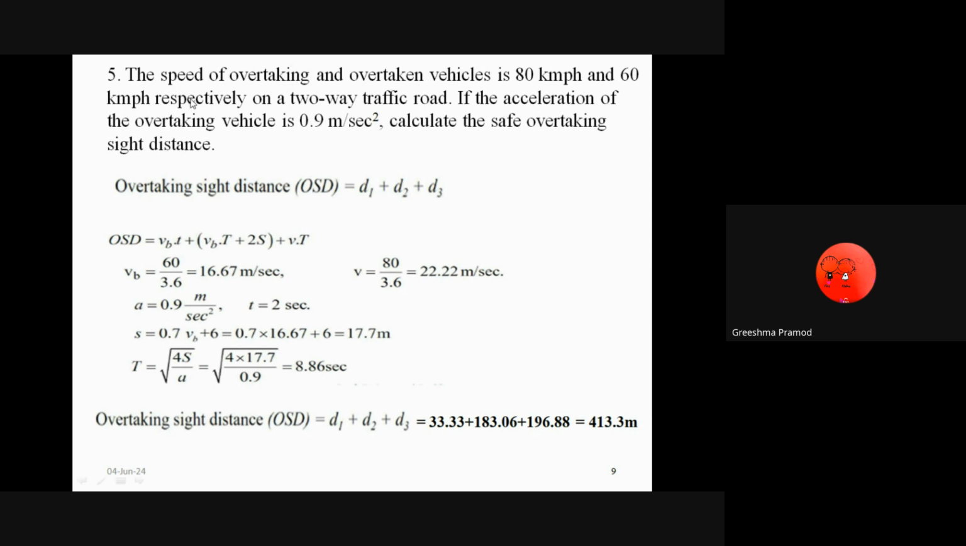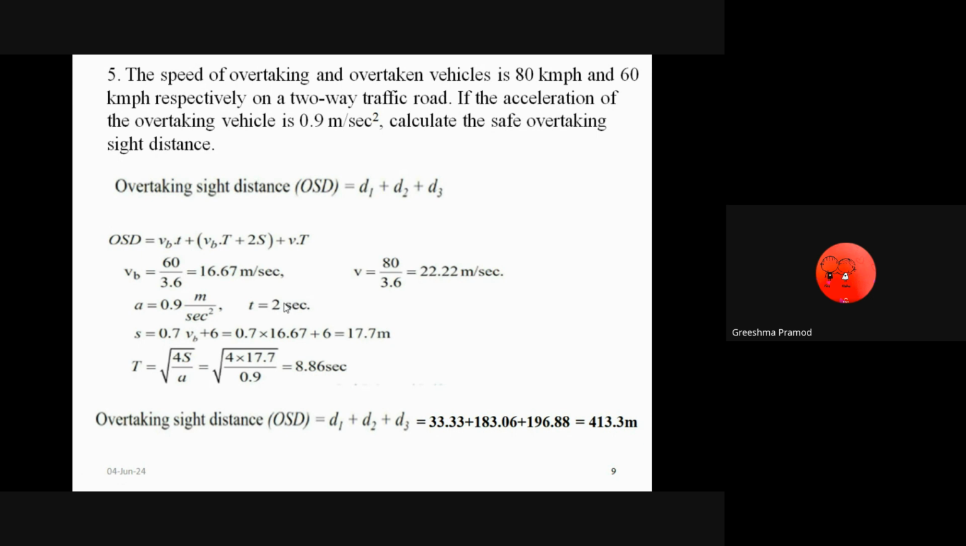What is the reaction time of the driver for OSD? It is 2 seconds. For SSD, it is 2.5. For OSD, it is 2 seconds. Then you need to consider the rate of acceleration of the overtaking vehicle. Also, the gradient of the road must be considered. So these are the factors on which OSD depends.